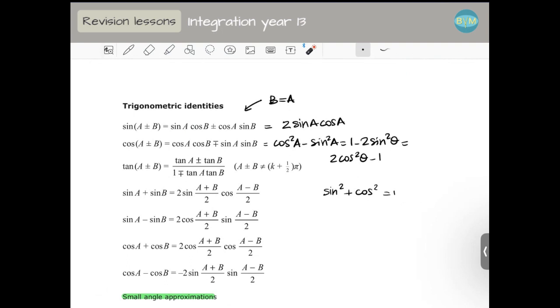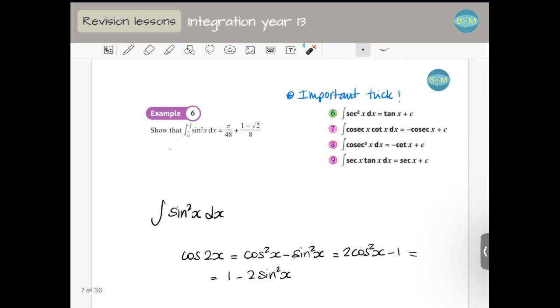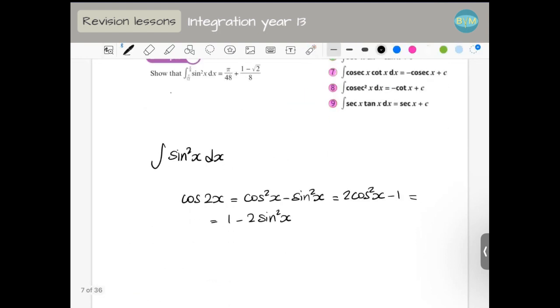So it's not difficult to deduce. The double angle formulae are not in the formula booklet, but as you have the addition formula, they're easy to find. So with that, we can say that sine squared x is 1 minus cos 2x divided by 2, just making sine squared the subject from here.